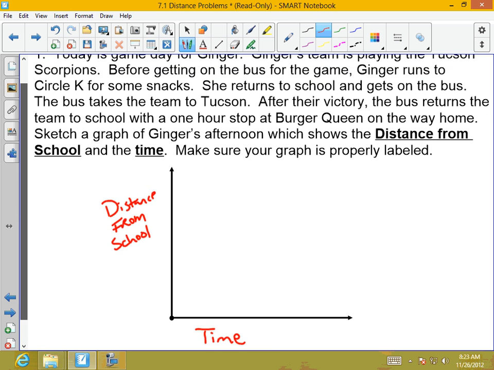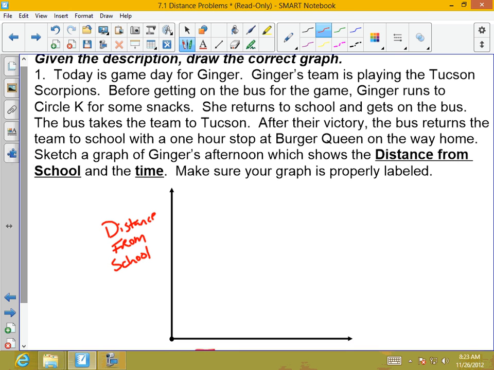So now we're going to graph what Ginger does. So, what happens? What does Ginger do first? Ginger runs to Circle K. So, she leaves school, right? She goes to Circle K. Does she spend any time at Circle K? What do you mean no? She buys some snacks. She just doesn't run into the parking lot and run right back, right? She spends time at Circle K because she gets some snacks. So I have to show she spends time there by drawing a plateau. And then after she leaves Circle K, where does she go? Back to school. Now, because this is distance from, I show her going back to school. So that's it. Circle K, buy some snacks, back to school.